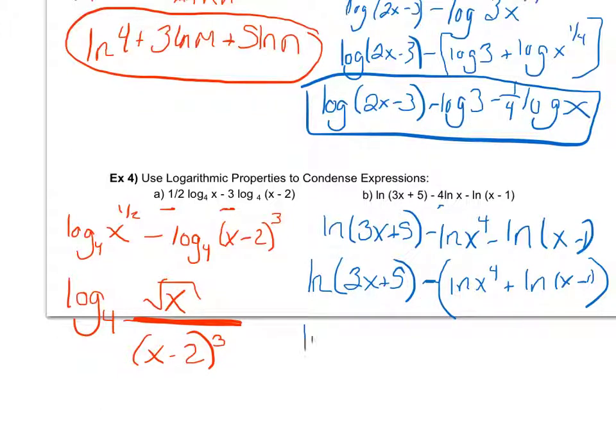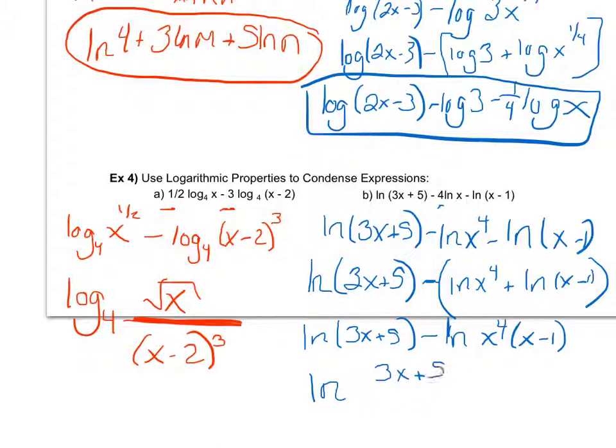So I'm going to have ln of 3x plus 5 minus ln of x to the 4th times x minus 1. And now taking care of that subtraction, I get a final answer of ln of 3x plus 5 all over x to the 4th times x minus 1. And once again, because now I have a single logarithm, I have successfully condensed my expression. That's it for using these properties to do various activities to my logarithm expressions.